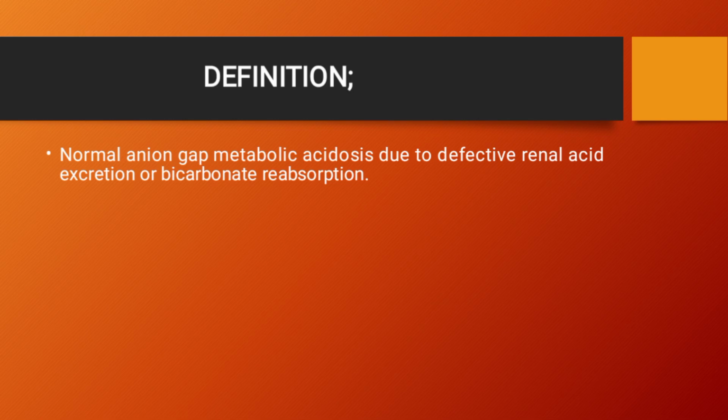So, first of all, how to define renal tubular acidosis? It refers to a condition where the kidneys fail to acidify urine properly, leading to a buildup of acid in the blood. Importantly, the anion gap remains normal, distinguishing it from other causes of metabolic acidosis.